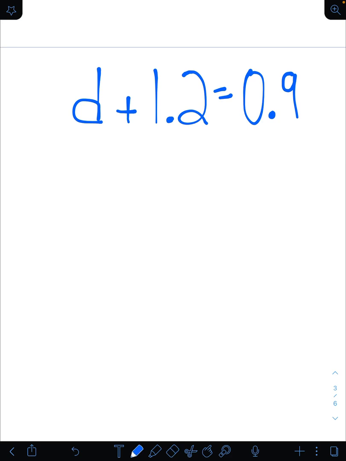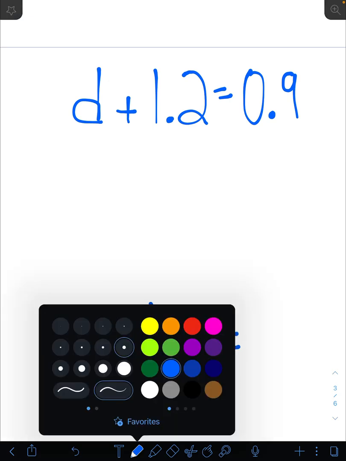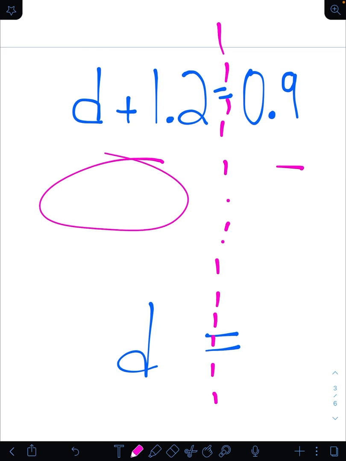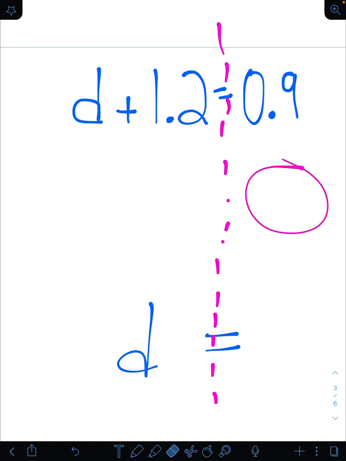So, here's what we do. We say, okay, your goal is to figure out what D is equal to. That's your goal. And sometimes, to make it easier for myself, some people call it a river, I just do a dotted line down. So I know that whatever happens on one side, I have to do exactly the same thing to the other side. You got to balance the equation out. So, what is in the way of this D being alone, which is my goal? Well, what's in the way is a plus 1.2.